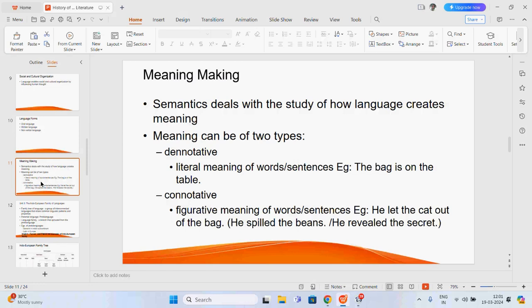Examples could be, the bag is on the table, the pen is in the pocket, the cash is in the purse. Connotative meaning has various layers of meaning or various levels of meaning. It is the figurative meaning of the words, sentences, or phrases used. Examples, he let the cat out of the bag. He spilled the beans. She jumped the line. When we say she jumped the line, we don't mean that she actually jumped over a line. It means that her place was 7th, but by some means she came quickly to the 3rd position.